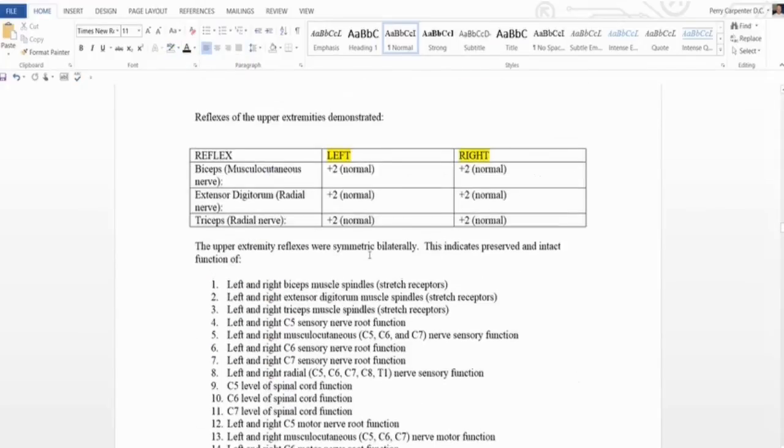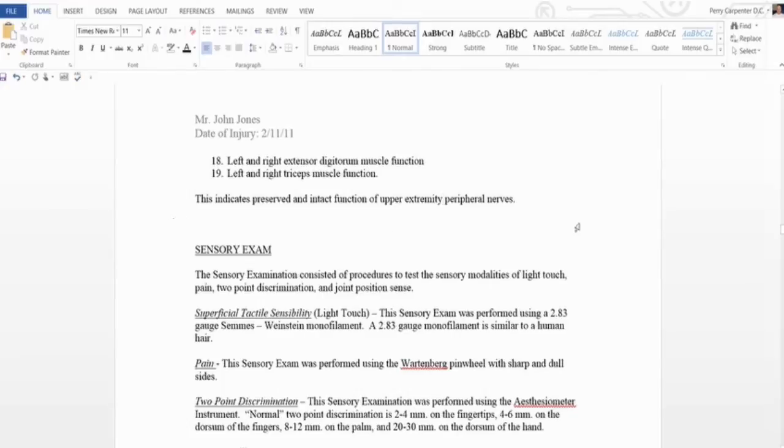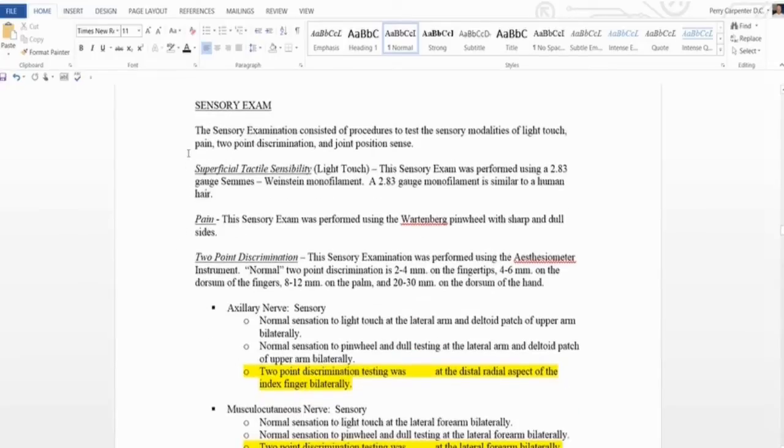Okay, so that's reflex testing. Let's go on to our sensory testing, and I want to spend a couple minutes on sensory testing as well. Now, the sensory examination consists of many procedures. Typically, we think of testing light touch, pain, two-point discrimination, and sometimes also joint position sense. I'll talk to you a little bit about joint position sense in just a couple minutes.